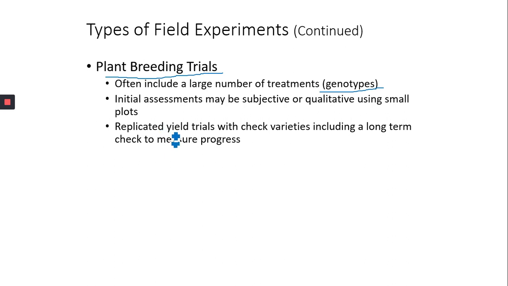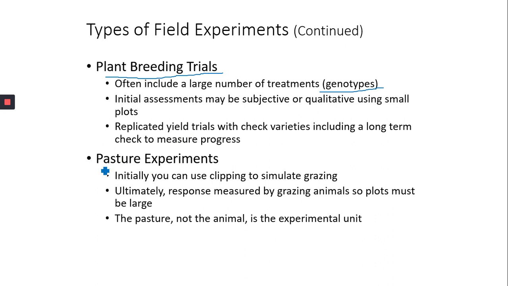So now we also have what we call pasture experiments. Initially, you can use clipping to simulate grazing. Ultimate response is measured by grazing animals, so plots must be larger. So you see there are a lot of rangeland studies to do with the pasture, where we want to perhaps establish which animal feed can give a higher weight gain of an animal and perhaps higher production in terms of milk and so forth. So we can carry out such studies.